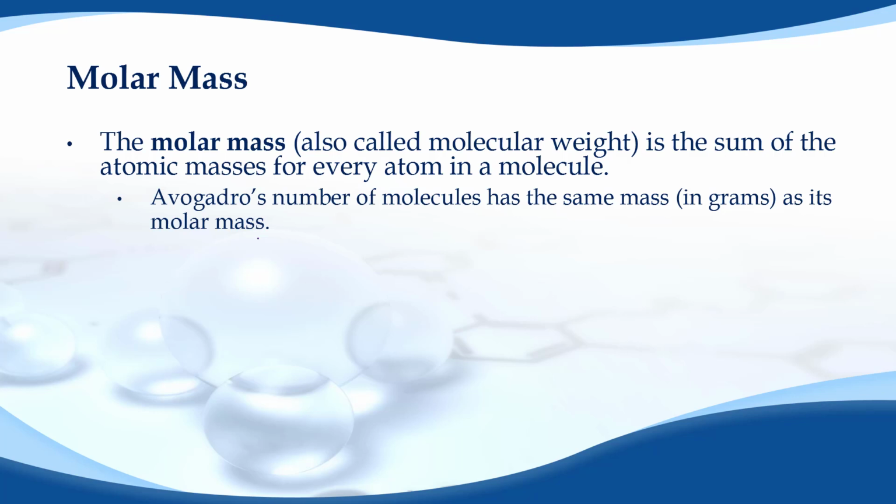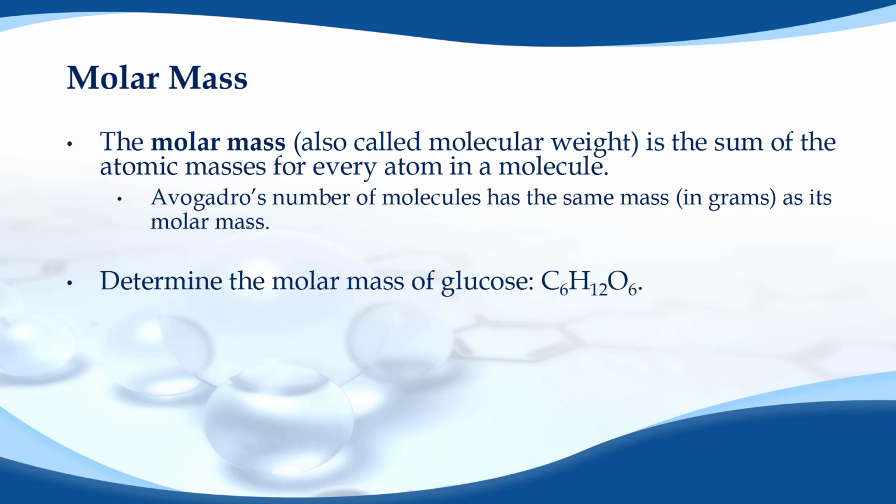So we'll do, as an example, the molar mass of glucose, which is C6H12O6. We'll take carbon. There are 6 atoms of carbon in 1 molecule of glucose, or we could also say there are 6 moles of carbon in 1 mole of glucose. So I'm going to take 6, multiply it by the atomic mass of carbon, which is 12.01. I'm going to take hydrogen, so 12 times the atomic mass of hydrogen, which is 1.01. And then I'm going to take oxygen, 6, times the atomic mass of oxygen, which is 16.00.